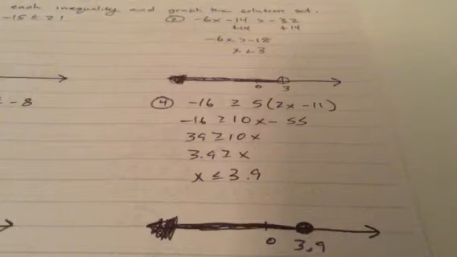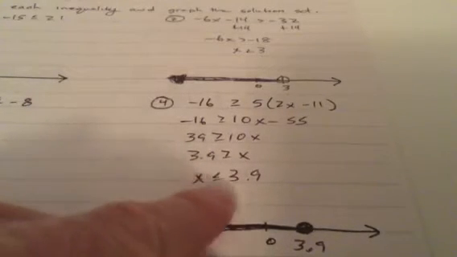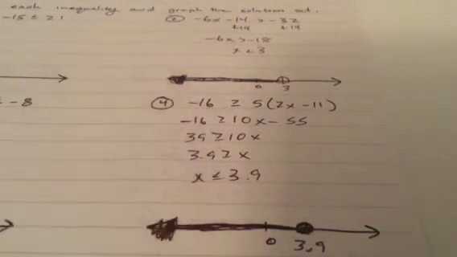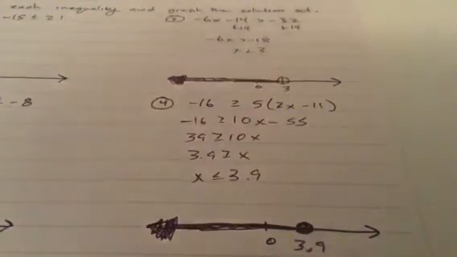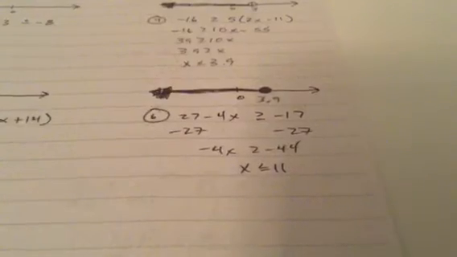Here we're going to multiply by 5. We're going to add 55 to both sides. Divide by 10. Now if I flip x and 3.9, remember the mouth still goes towards 3.9. Less than or equal to means closed circle, shade to the left. Here, number 6. Subtract 27. Divide by a negative. The sign flips. Closed circle, shade to the left.